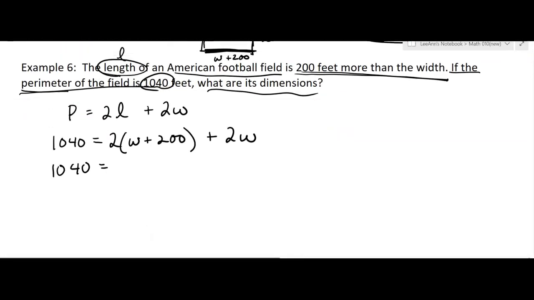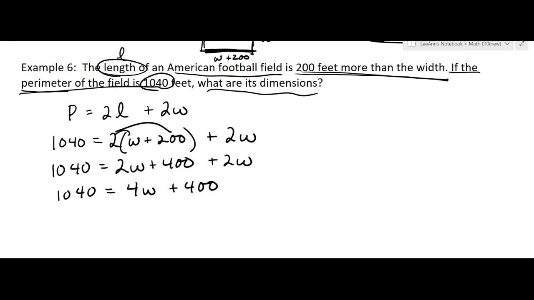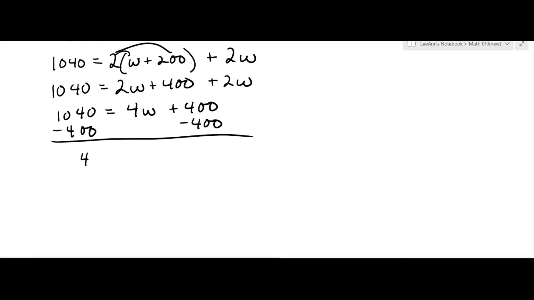We're going to distribute: 2W plus 400. There's the distributing, plus 2W. And then we're going to combine some like terms. And this is fun stuff. We're going to subtract 400. So at this point, you could probably stop the video and just do it yourself. And that's a good idea to do that. All right, what do we get? 640 equals 4W. So divide both sides by 4. And that's going to be what, 160?